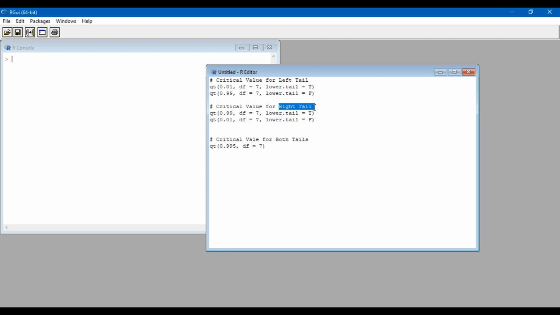For right tail critical values, if you choose 1 minus alpha, then you have to set lower tail as true, and if you choose alpha, you have to set lower tail as false. For both tail critical values, you need to use 1 minus alpha by 2, and by default the lower tail will be true. If you set it to false, then you will get the negative side, left side critical value. Let's see it. These results are for the right side and these are for the left side. You will see the values are the same, but the sign differs.